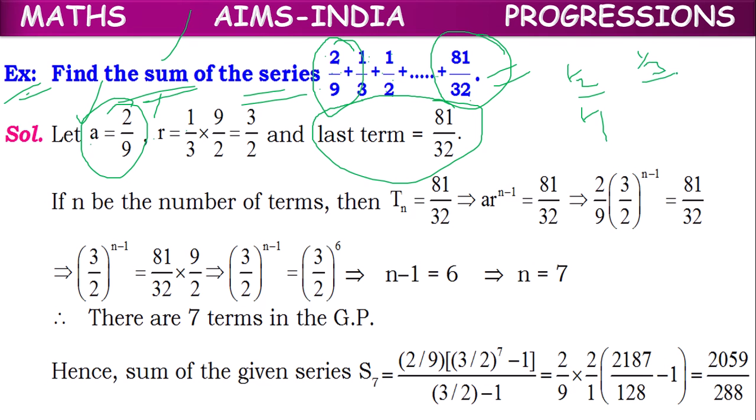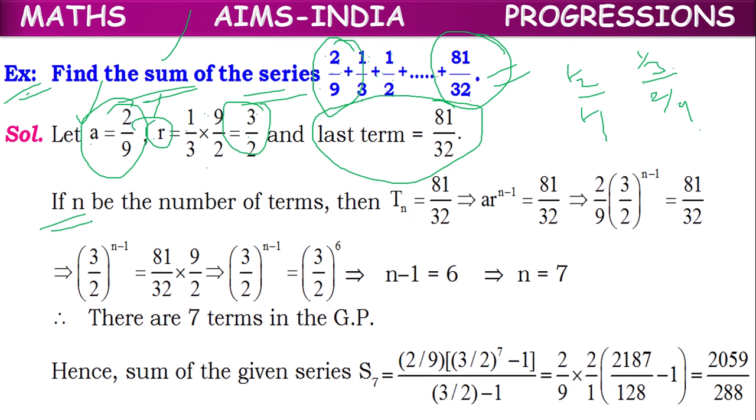1 by 3 by the first term, which is 2 by 9. Division we can write as multiplication, as division is an inverse of multiplication. Then 2 by 9 will become its reciprocal, 9 by 2. 3 times 9. So 3 by 2 is the common ratio.